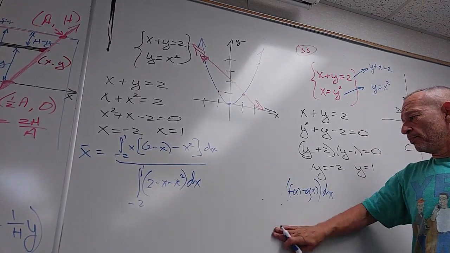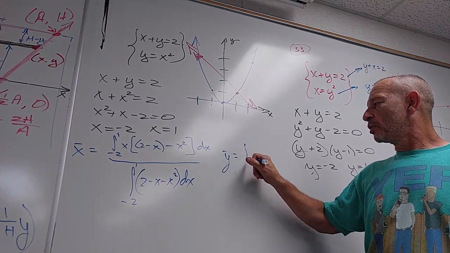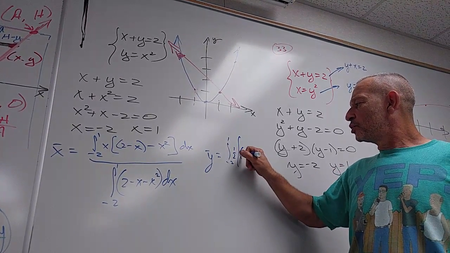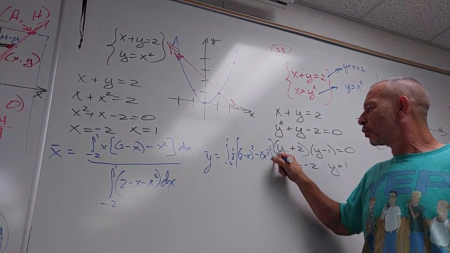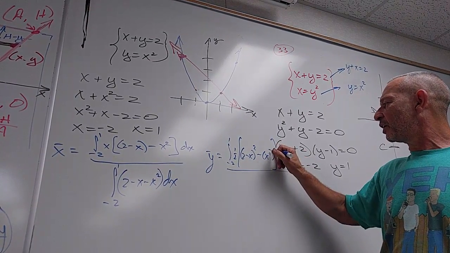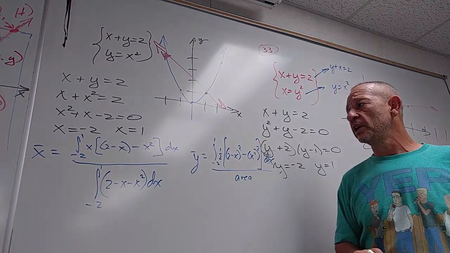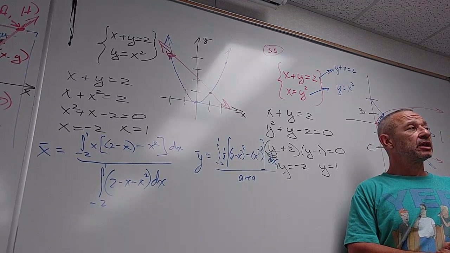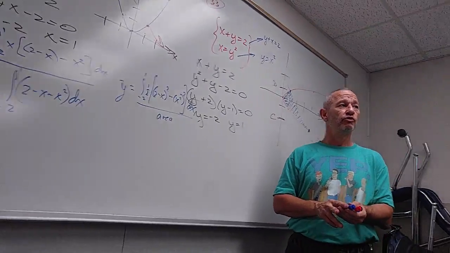And y bar is the integral from minus 2 to 1 of 1/2 times (2 minus x) quantity squared minus x squared squared, or x to the 4th. And then that also is going to be divided by the area. I won't write the integral again, because as soon as we find the area there, and then when I'm done, I will just switch x and y back again, and I'll have the centroid of the region desired. And I didn't have to invent new formulas this way.